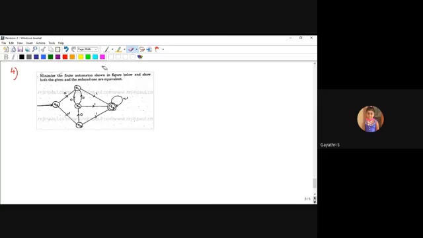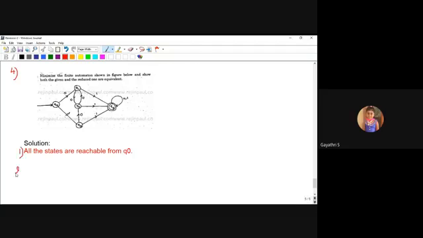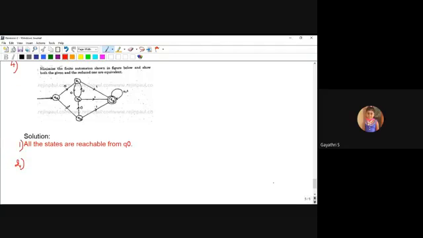So in step 1, you have to write: all the states are reachable from Q0. So this is step number 1. In step number 2, actually no need to draw a transition table.